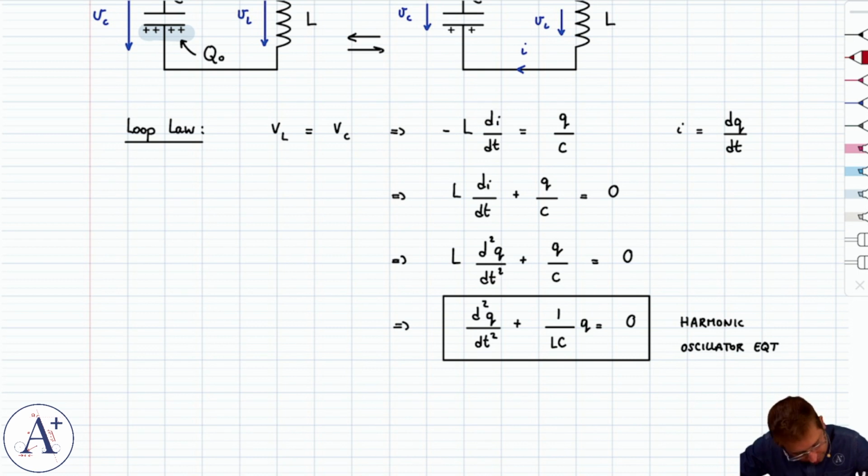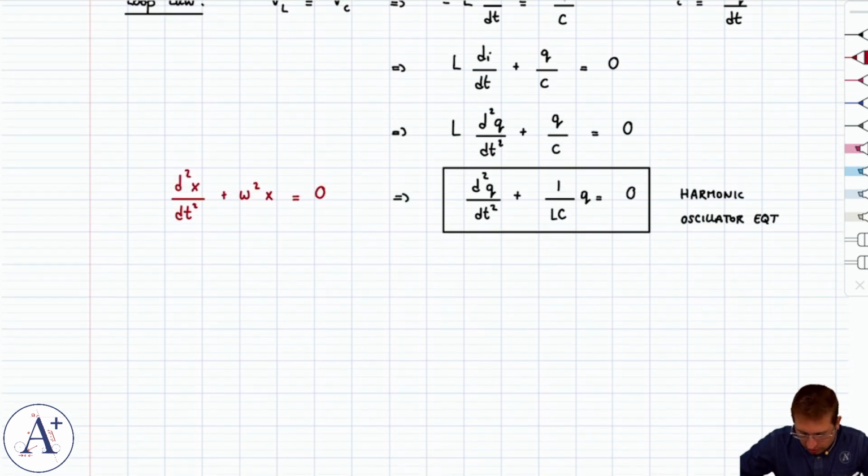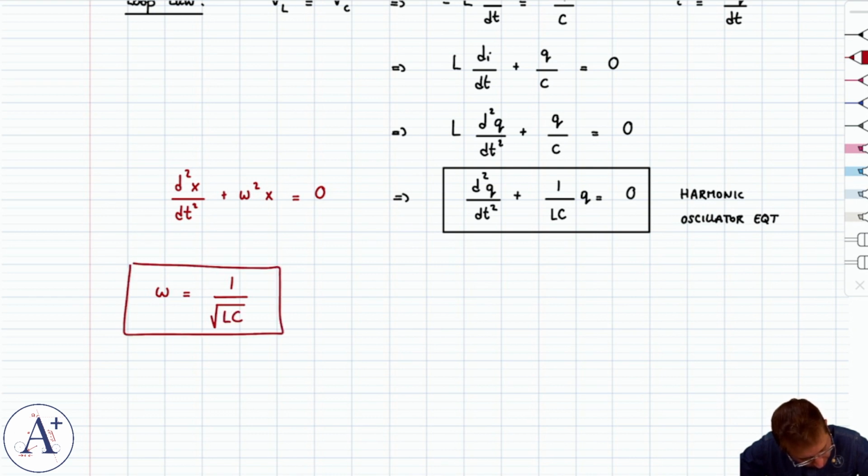And recall that the standard form is, let's call it x to be generic, d2x dt squared plus omega squared x is equal to zero. That's the standard form. Meaning that whatever here sits in front of q is omega squared, which is the angular frequency squared of this circuit, meaning that from that we can get the frequency and the period. So the angular frequency of an LC circuit is 1 over square root of LC. That's important in and of itself.